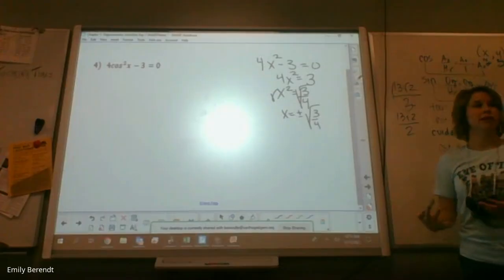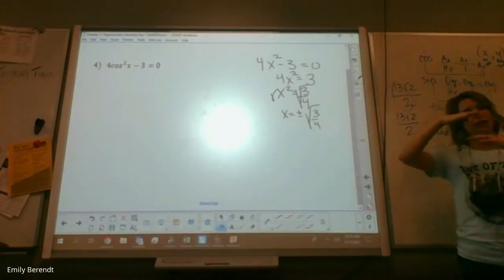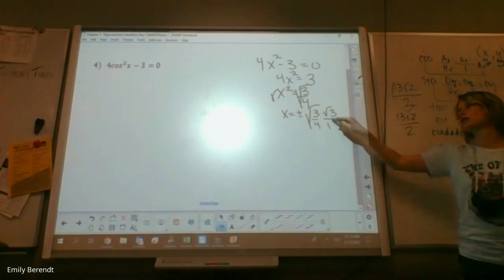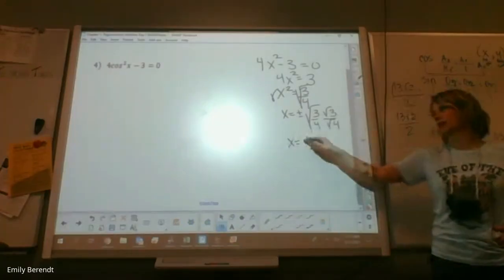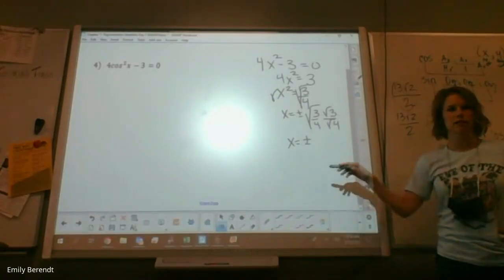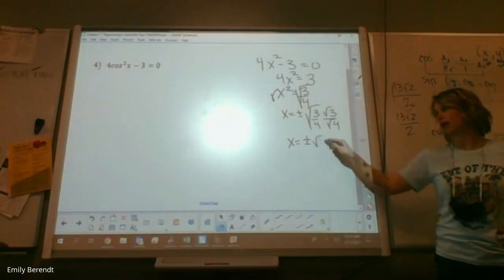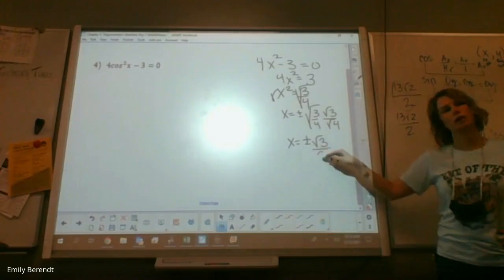Remember that there's a property of radicals that you can split it into 2. One of those is a perfect square. The square root of 4 just gives you 2. So you get x equals plus and minus what? Square root of 3 over 2.